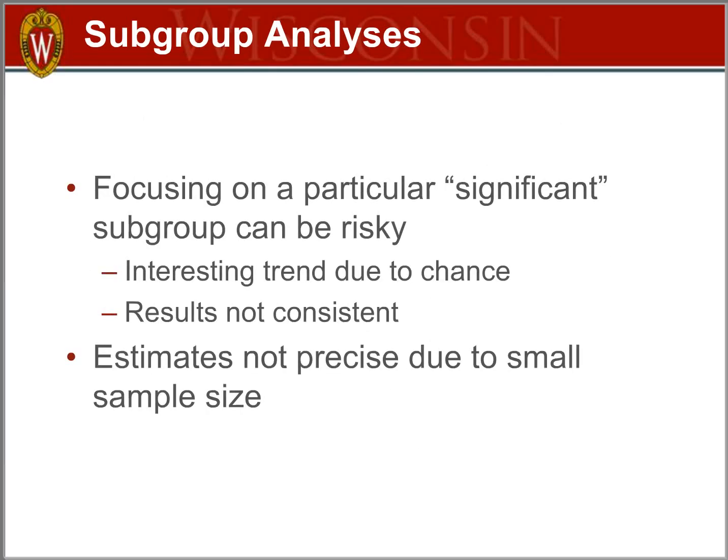So we talked about how focusing on a particular subgroup can be risky because it could look important just due to chance. Results might not be consistent. And the estimates are not precise due to small sample size. So if we isolate down on the particular subgroup that interests us or looks different, we really could be looking at chance and something that's not very precise to begin with.